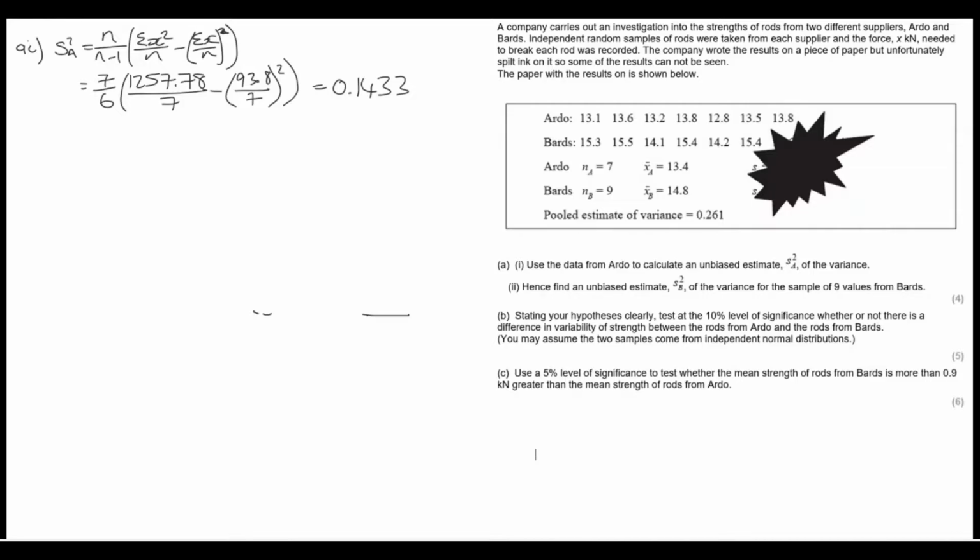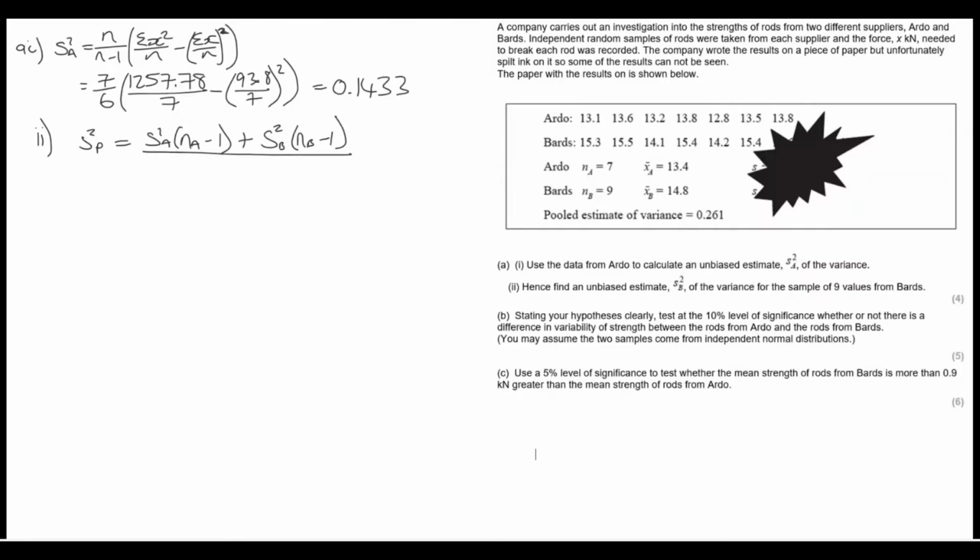Part 2 of A says, hence, we should then find an unbiased estimate, S squared, of the variance of the sample of 9 values from Bards. Okay, well, how are we going to do this? I notice that we've been given the pooled estimate of variance, which means they must have combined S squared A and S squared B. So I'm just going to set up an equation for the pooled variance and rearrange to solve for S squared B.